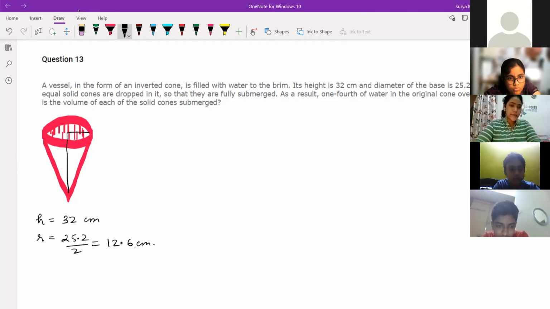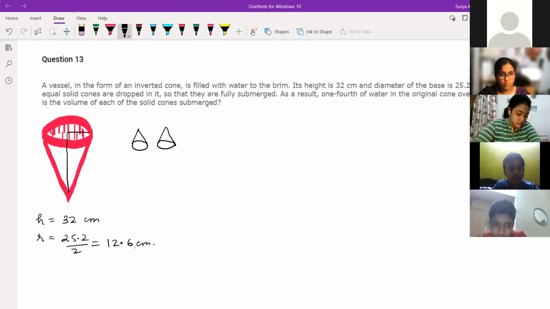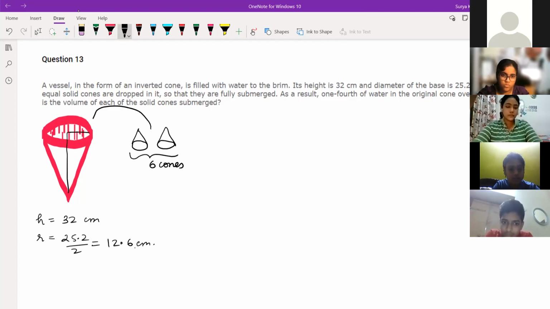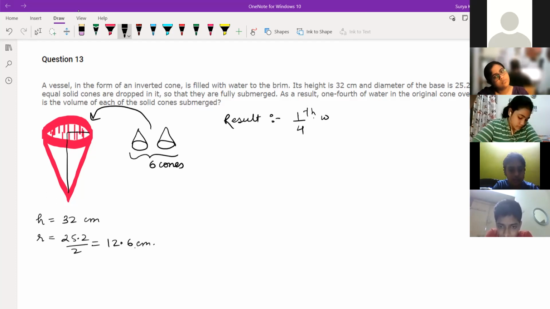Next, what they're asking: 6 equal solid cones are dropped into it. See, small cones are there like this. How many cones are there? 6 cones are going to drop into this bigger cone. This is your bigger cone, and now we are going to put 6 small cones inside the bigger inverted cone, so that they are fully submerged. As a result, after submerging, 1/4 of the water overflows.